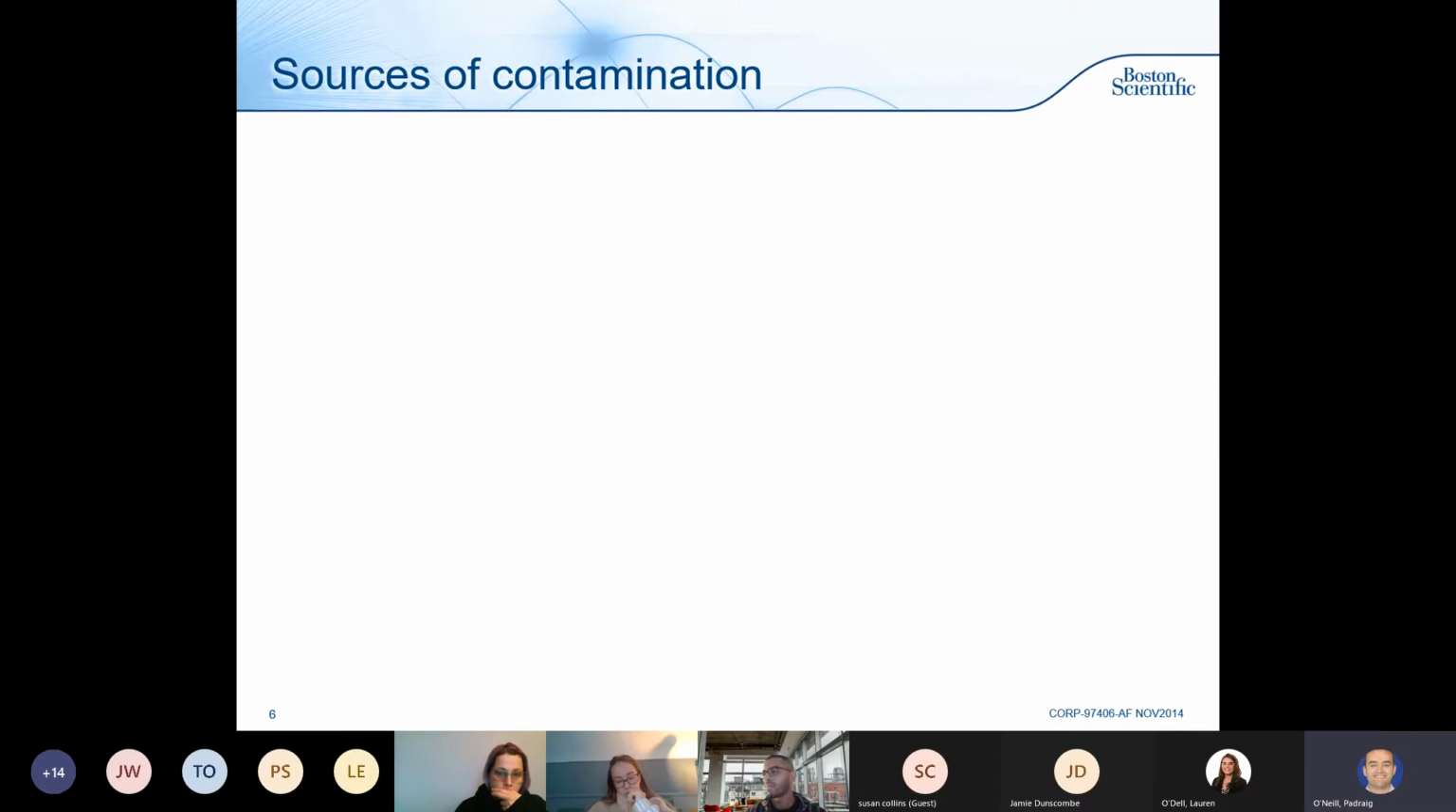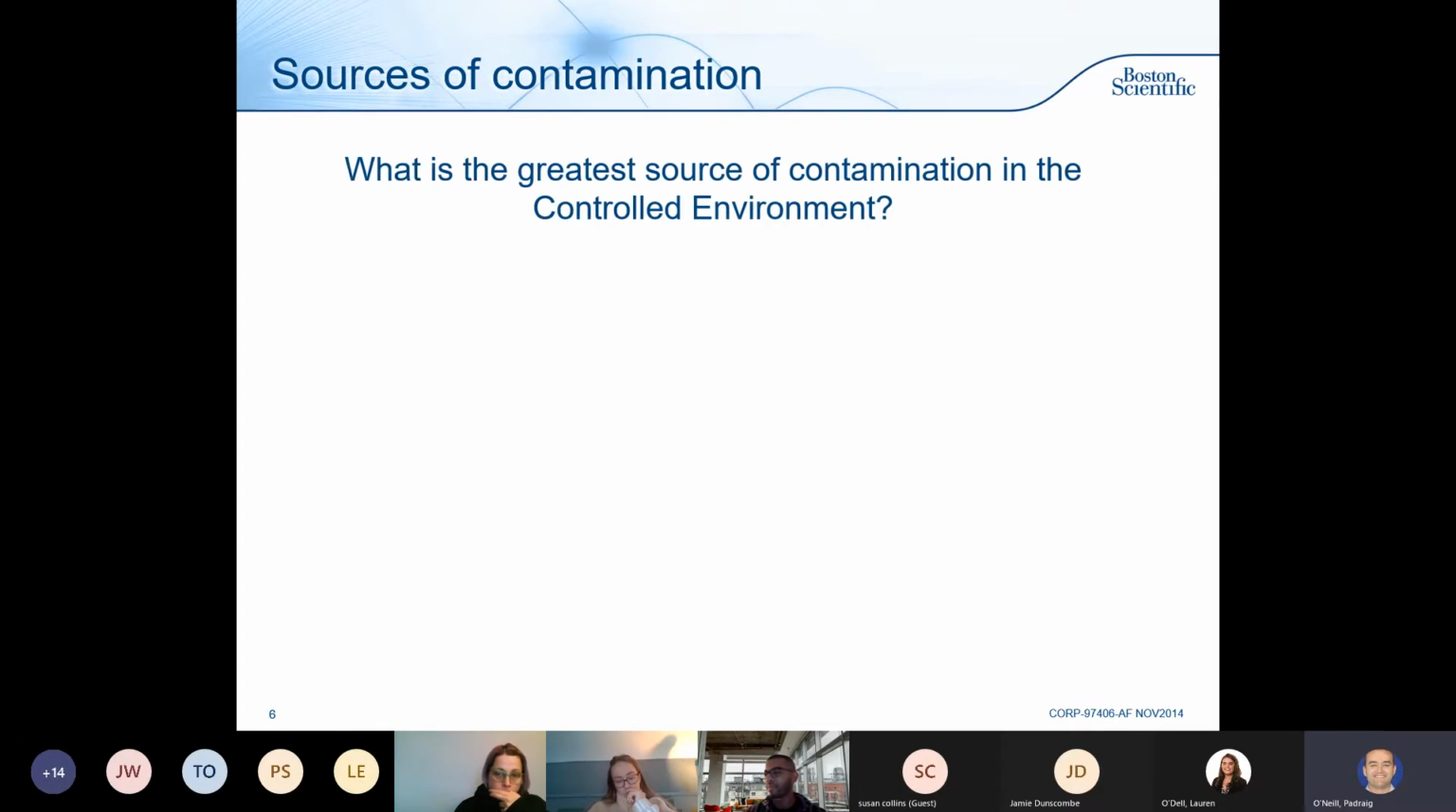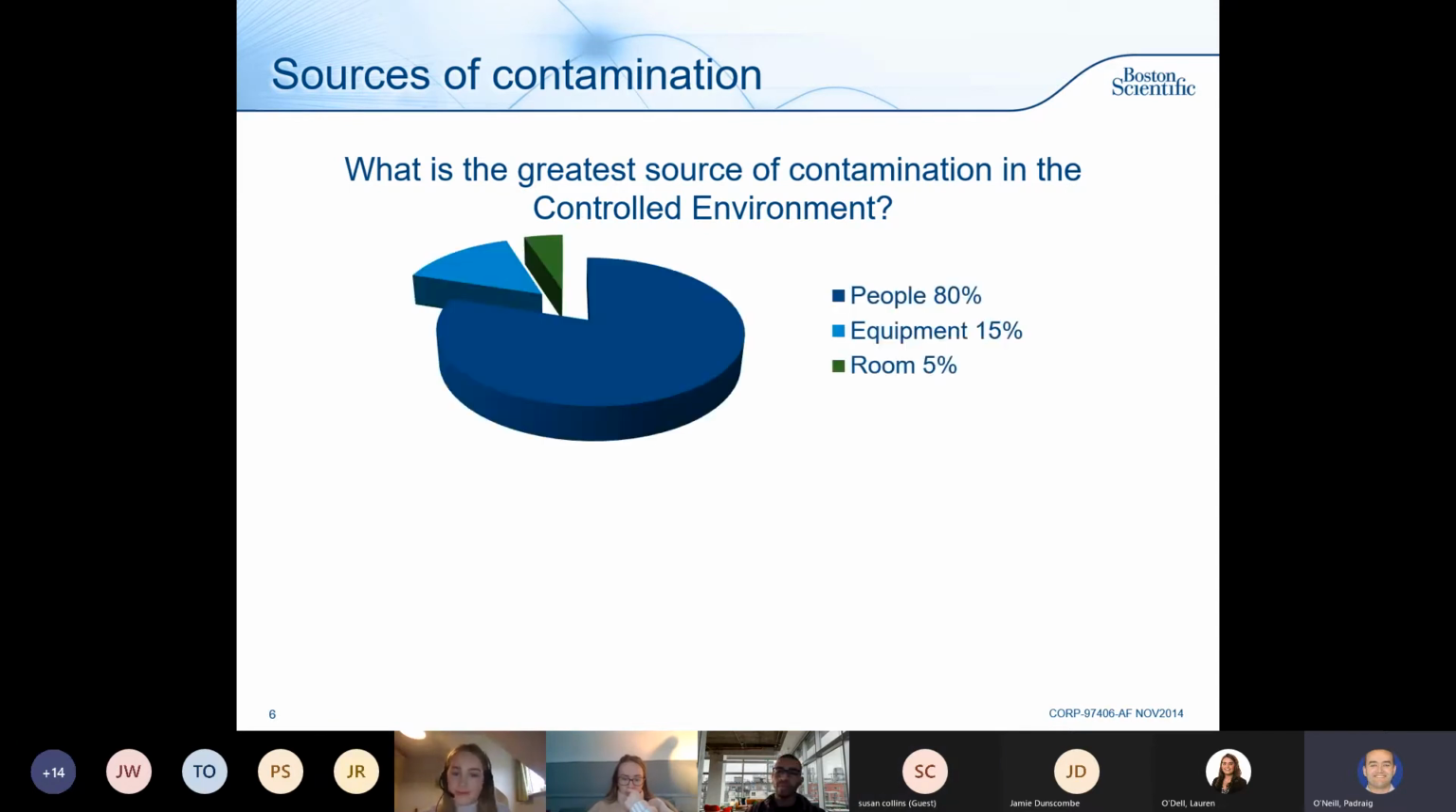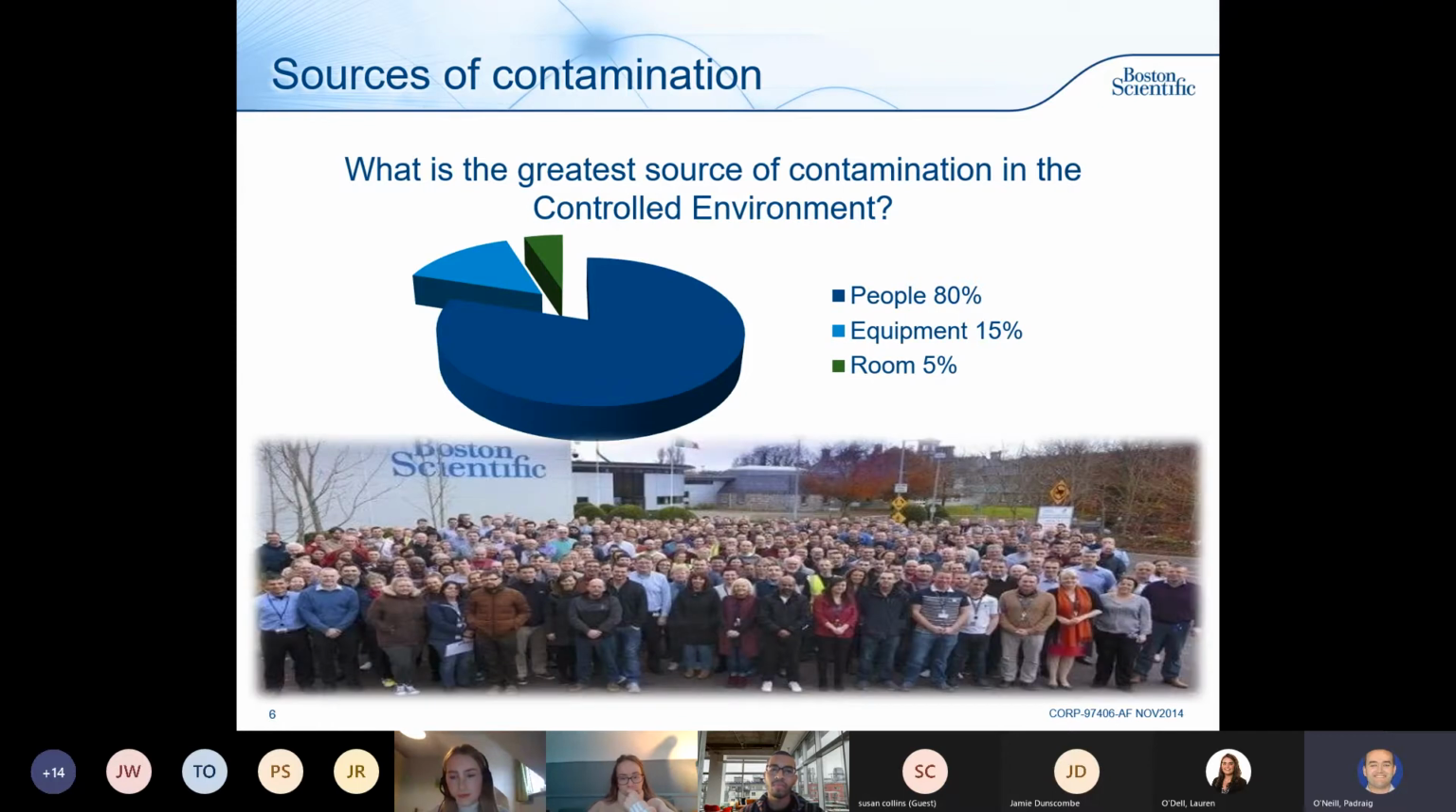So, sources of contamination. A bit of interaction with you. Does anybody want to take a guess what is the greatest source of contamination in the controlled environments? Personnel. Anybody else want to have a stab at it? Skin particles. Skin particles, yeah. That's exactly right. So people. 80% of our contamination that we pick up in the room is from the people inside there, 15% equipment and 5% the room. All those lovely people are always trying to contaminate the rooms, and we're doing our best to stop that. So you're now part of that group as well.